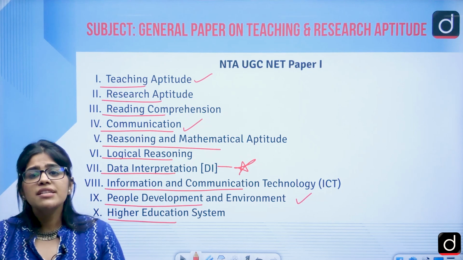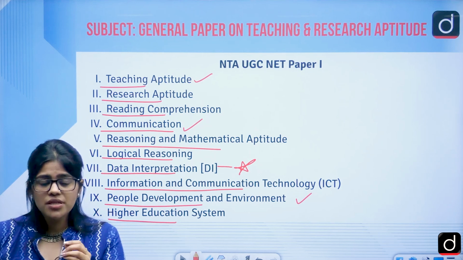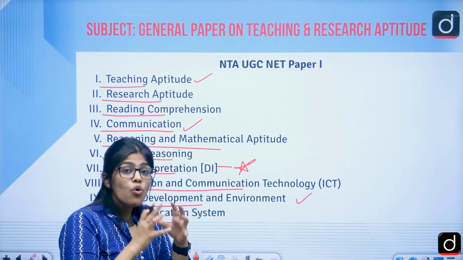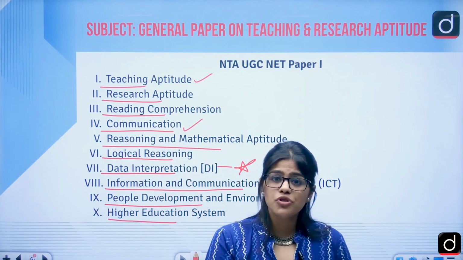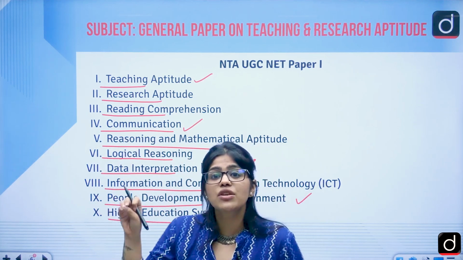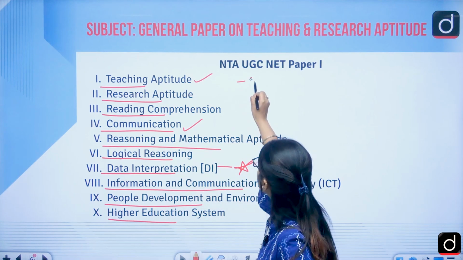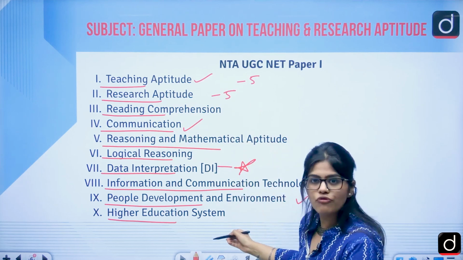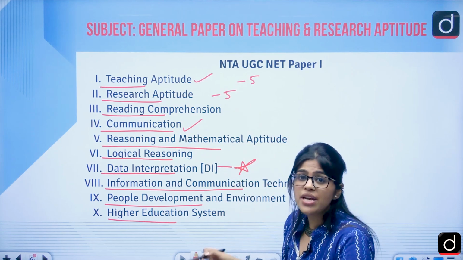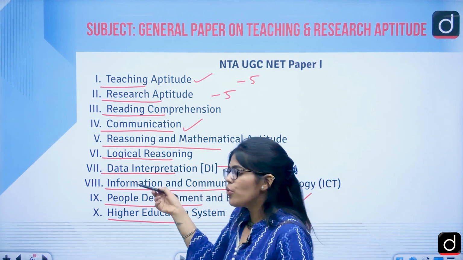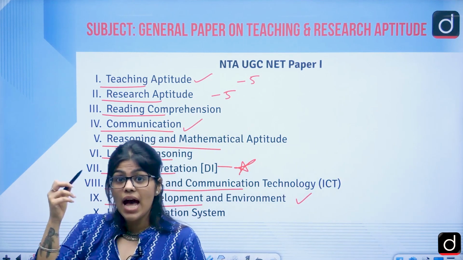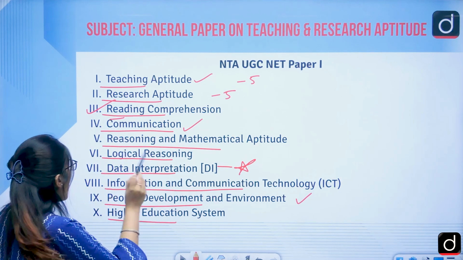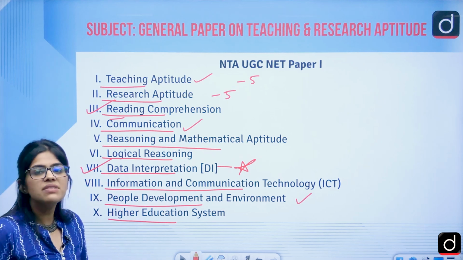Earlier, we saw that 5 questions were asked from each unit, but now the weightage of each unit is also changing. There is no fixed criteria that 5 questions would be asked from each and every unit. Earlier, we had 5 questions from teaching aptitude, 5 from research, so on and so forth. But now they are changing the pattern. They are asking more and more comprehensive questions, detailed analytical questions. Your reading comprehension becomes important here, and your data interpretation becomes very important.